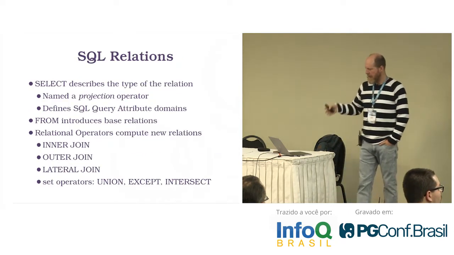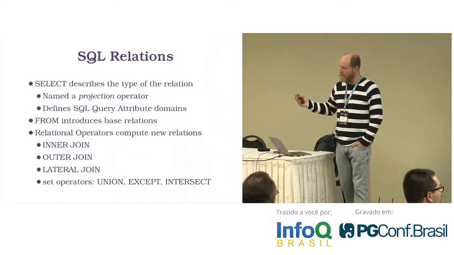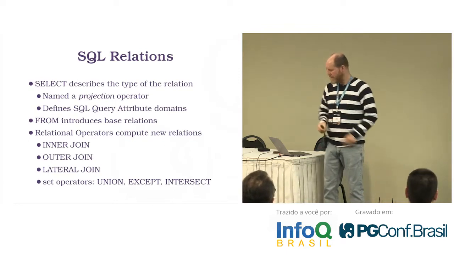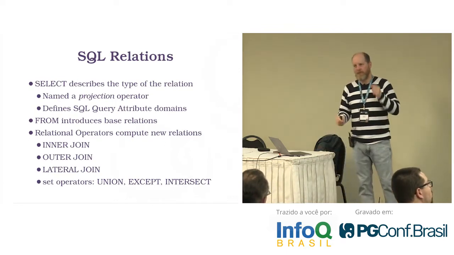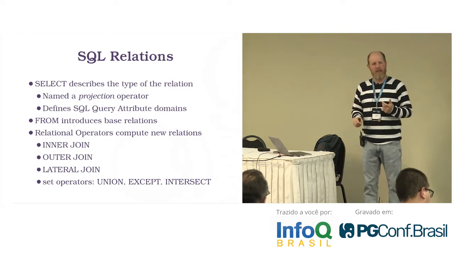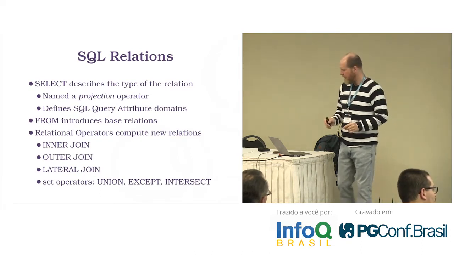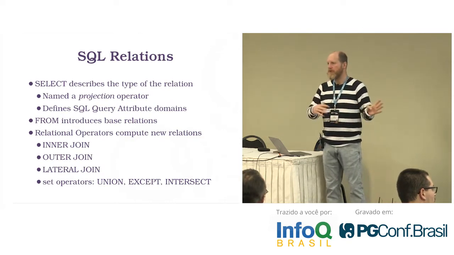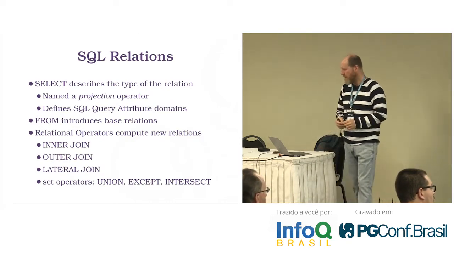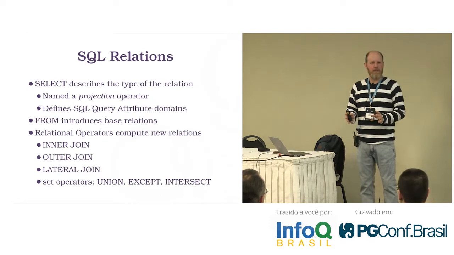So as we said, we have select. And from allows you to play with other relations. And to play with them, you have joins. So I guess everybody knows about inner and outer joins, so I will not detail that. The left join we saw before is an outer join. Maybe you know about lateral join too.